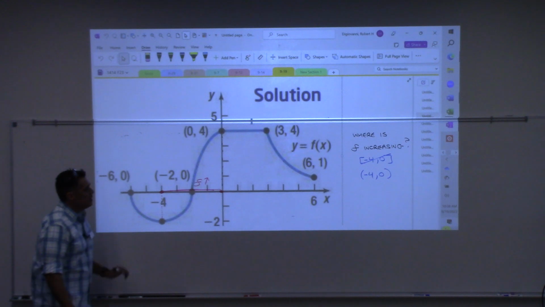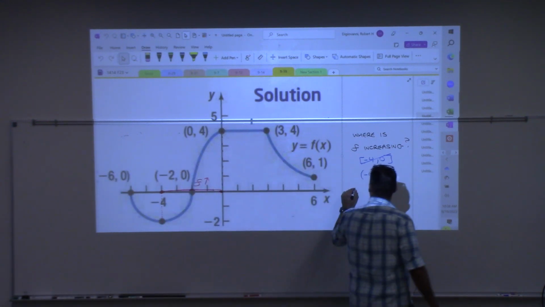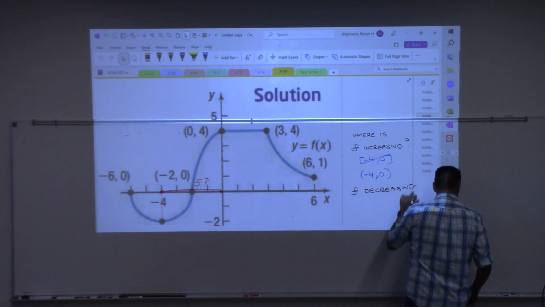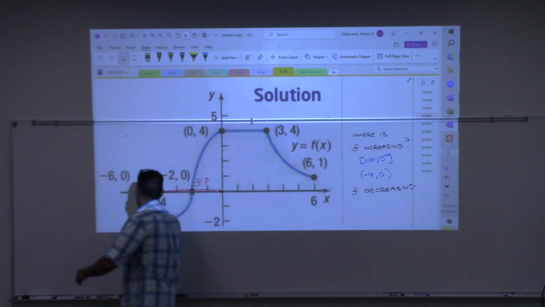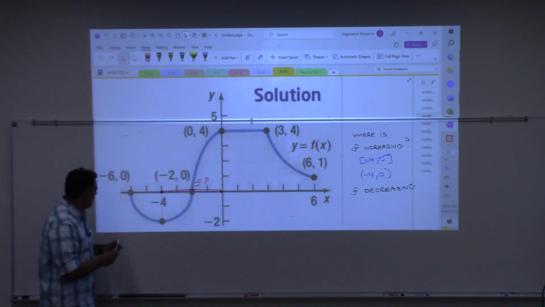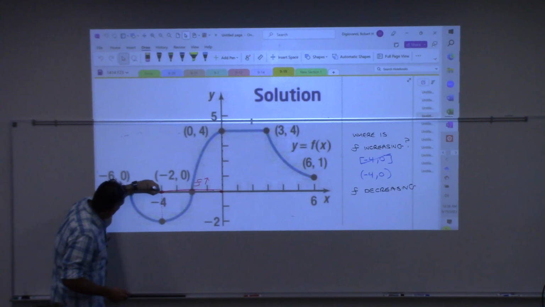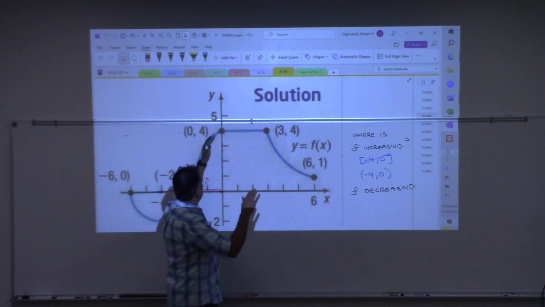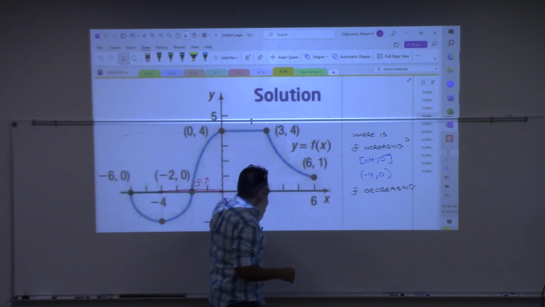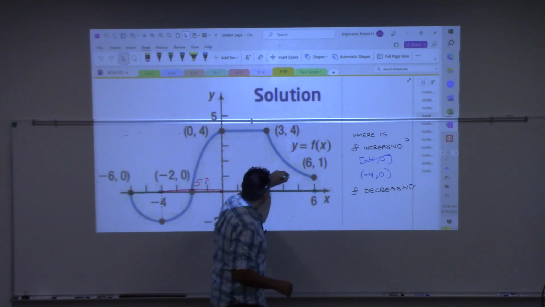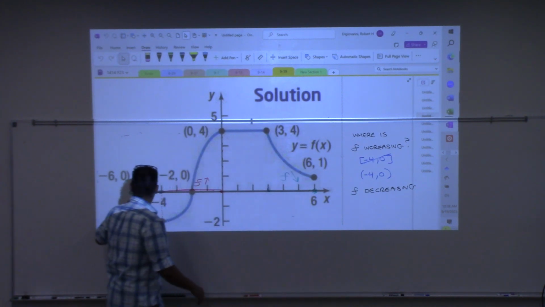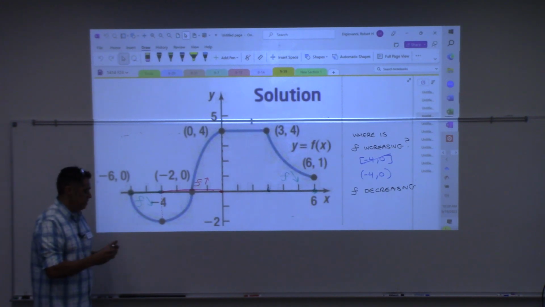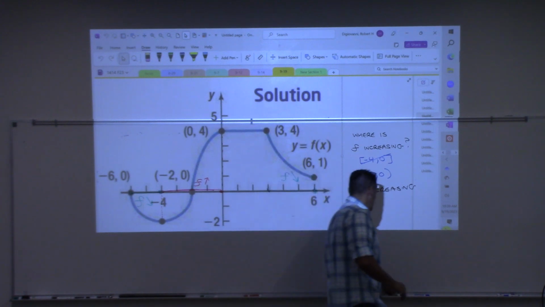All right, we're almost done. Let's do decreasing. Where is f decreasing? Two different places. In this region, we're going down from here to here. Where else? Up, up, up, flat. From here to here. So my function f is decreasing here, and my function f is decreasing here. I'm going to have two intervals that represent that answer, and I will put parentheses on them to be safe.